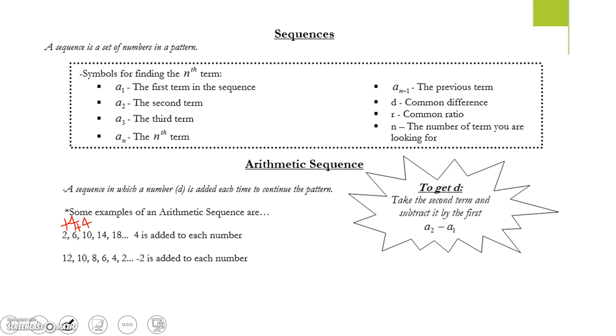12, 10, 8, 6, 4, 2. This time it's going down. What we're doing is we're adding a negative number. We're adding negative 2 each time. 12 plus negative 2 is 10. 10 plus negative 2 is 8, and so on.